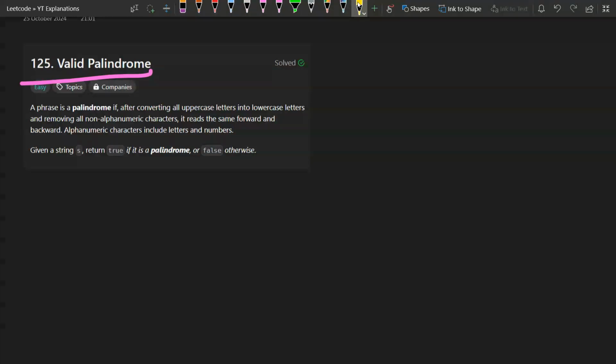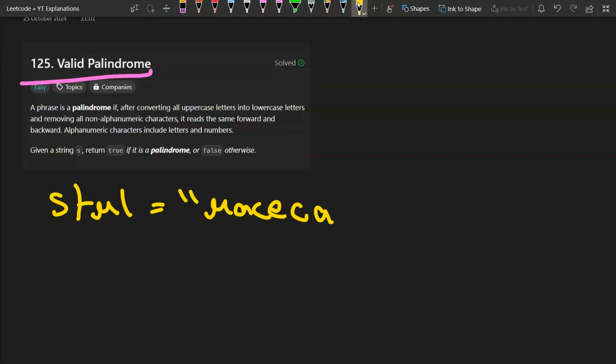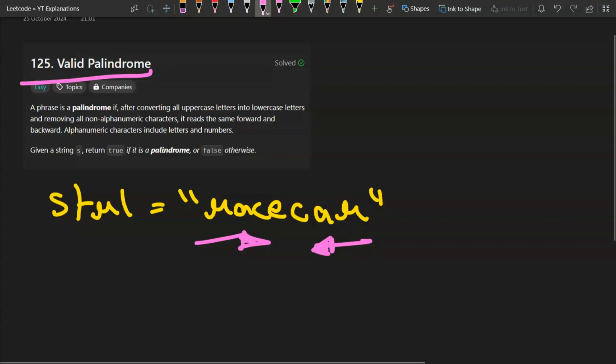If you don't know what a palindrome is, suppose you have a string, let's say racecar. A palindrome is basically a word or a string that reads the same way both from the left side and from the right side. So the left side is RACECAR, and even from the right side it's RACECAR. There are many other examples as well.